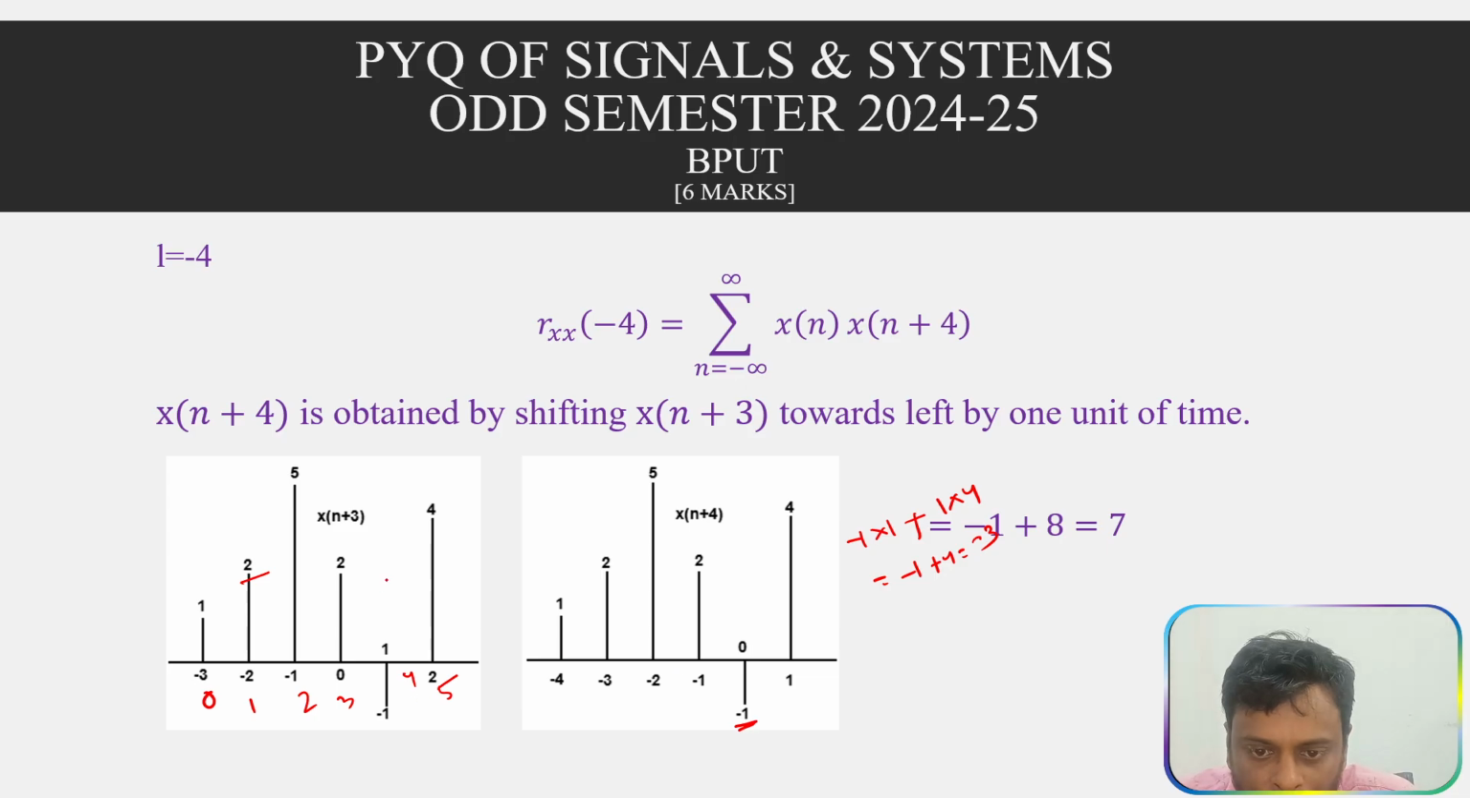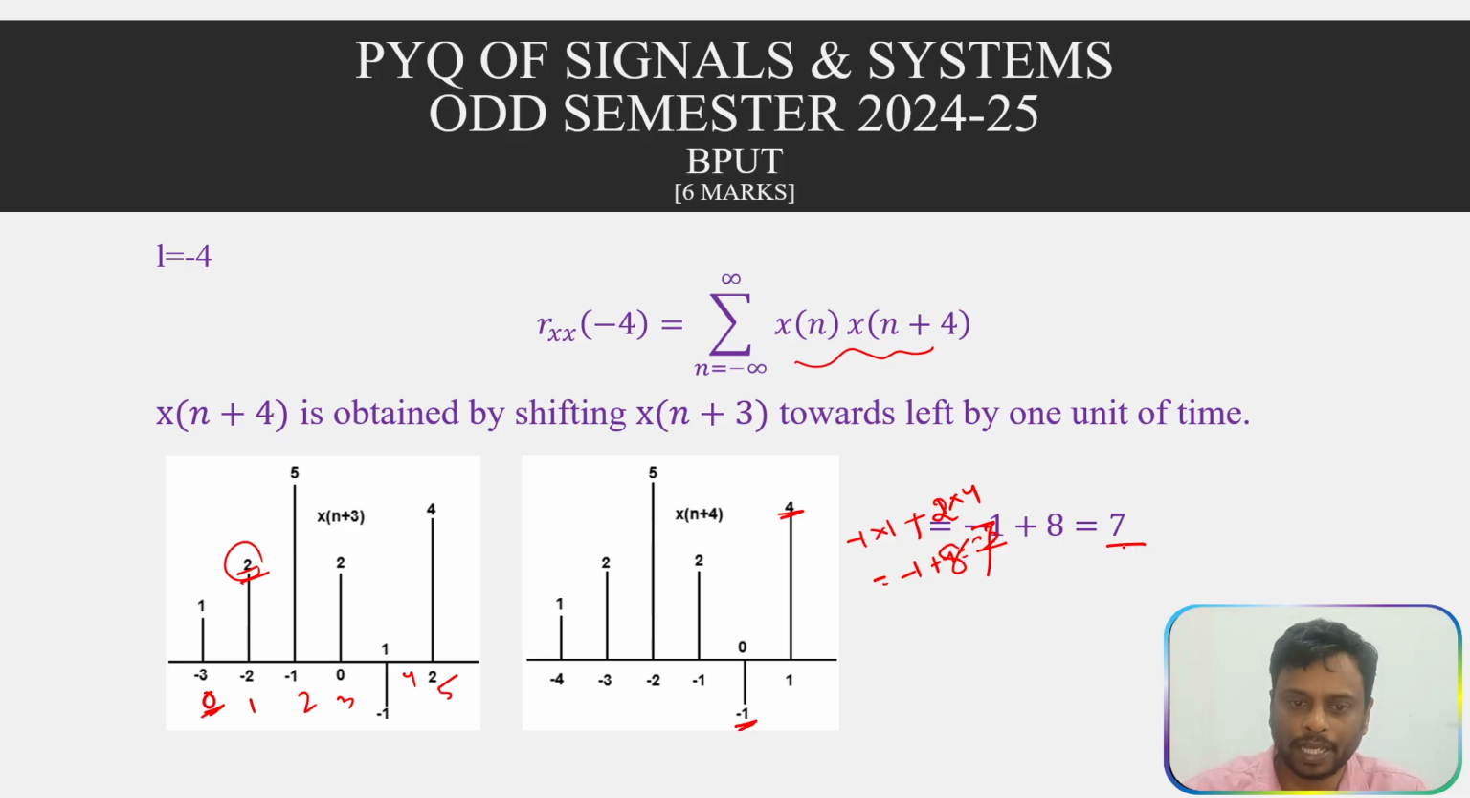So x of n will be multiplied with x of n plus 4. You can see this is the x of n: 0, 1, 2, 3, 4 and 5. The common points are at 0. At 0 it is 1. So 1 into minus 1. Similarly at 1, it is 4 and at 1 it is 2. So 4 into 2 it will be 8. So 8 means it will be 7.